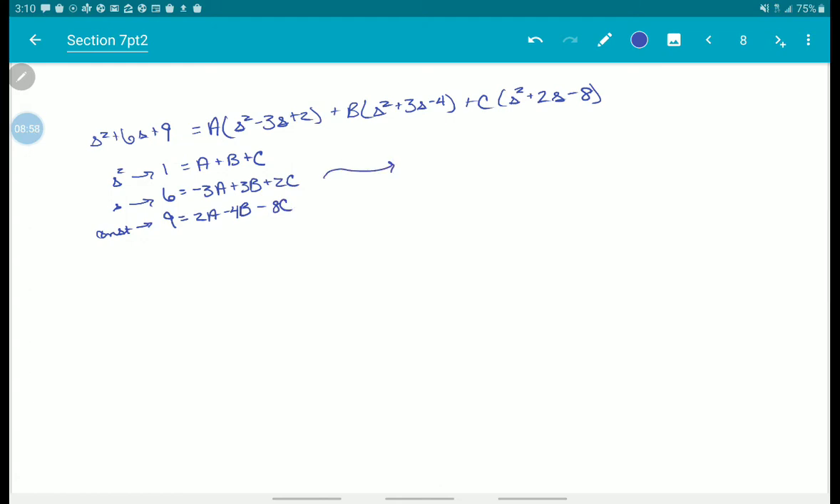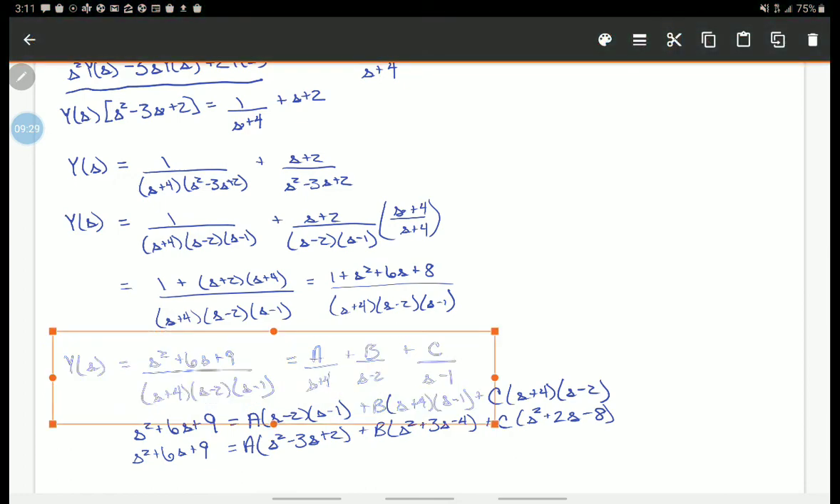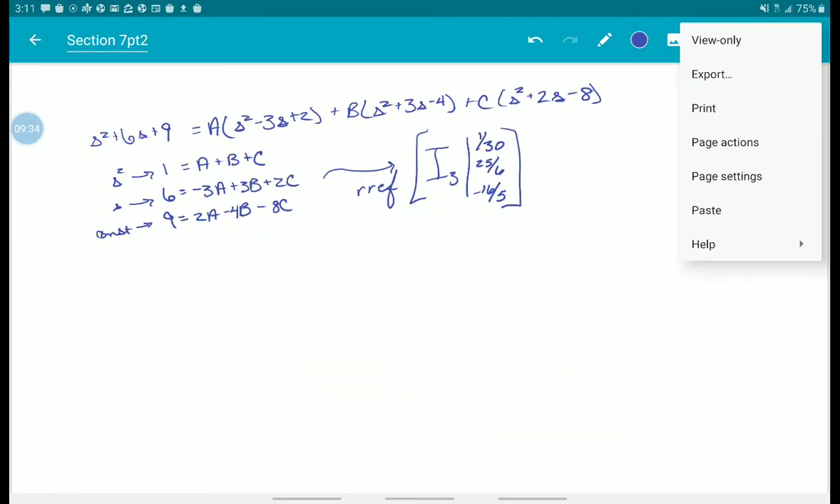So if we were to take that and substitute into our matrix, I get 1 over 30, 25 over 6, and negative 16 over 5. So let's look at how we set that partial fraction up. So we ended up with this guy when we factored. I'm going to copy that and then paste it over here.